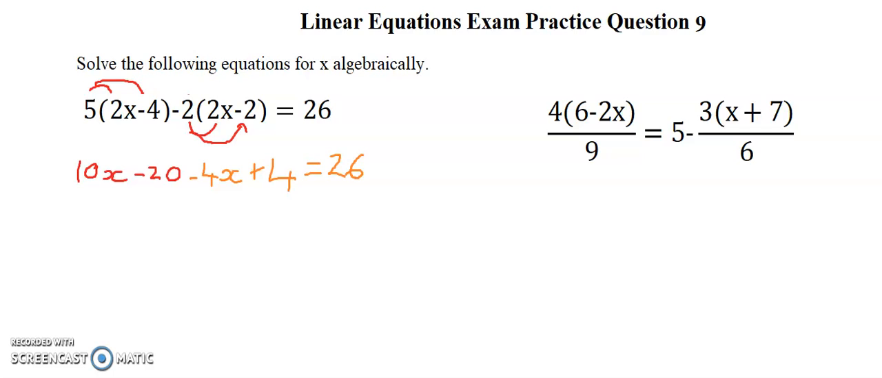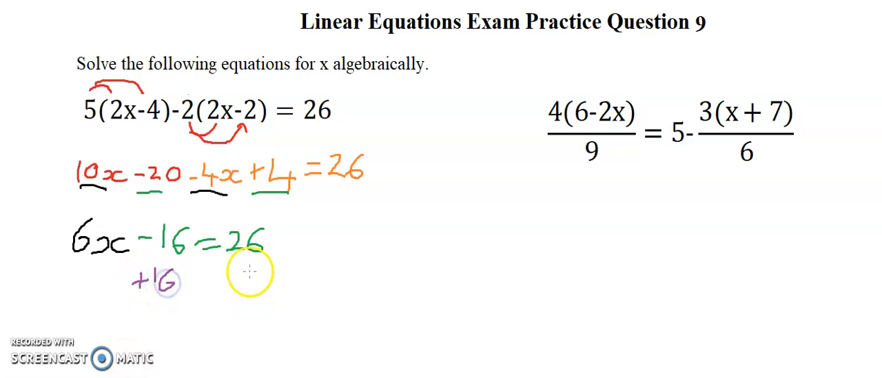We then look at our like terms. So I've got 10x and negative 4x, which equals 6x. And my next like terms are my constants, negative 20 and positive 4, which equals negative 16, which equals 26. Now, there is a constant on both sides, so the first thing I need to think about is getting rid of the constant on one side, which means I'm going to add 16. So that leaves me with 6x is equal to 26 plus 16, which is 42.